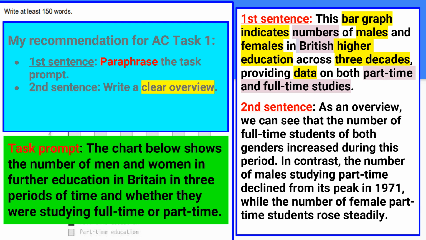So after you've paraphrased the question, I recommend that your second sentence be that clear overview we've been talking about. And again, actually using the word overview to make sure the examiner is clear you've actually provided one.